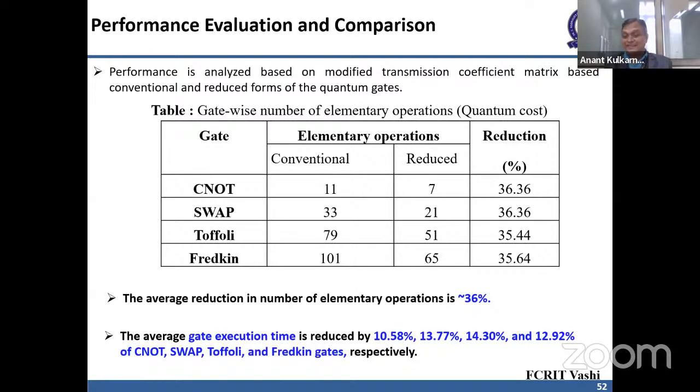The reason for carrying out this task is the decoherence time. Because of the limitation of the decoherence time, we have to carry out as few operations as possible. And because of that, the execution time is also reduced for all of them. That is 10.58% for CNOT gate, 13.77% for swap gate, 14.30% for Toffoli gate, and 12.92% for Fredkin gate.